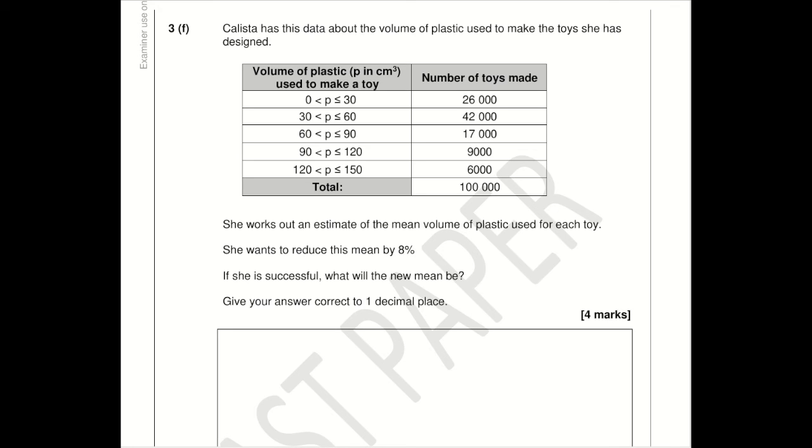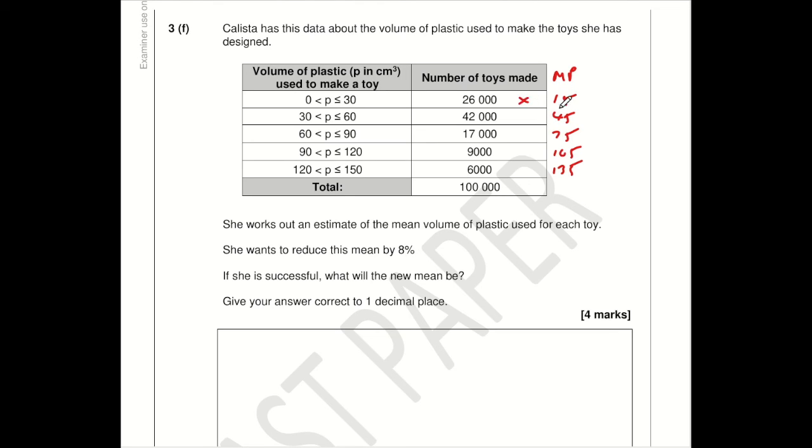Okay, so for 3F, what we need to do is, well, we know that there are 26,000 toys made, and they've used between 0 to 30 cubic centimetres of plastic. Now, these 26,000 toys may have used exactly 30, or maybe 0.001. We don't know. So what we're going to do is assume that every single one of them was exactly halfway between 0 and 30, so 15. So I'm creating a column here, which is the midpoint of these ranges. So 15, 45, 75, 105, and 135.